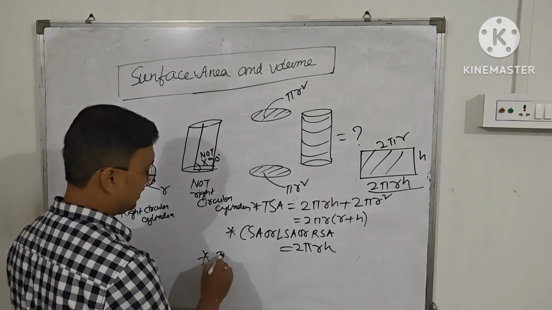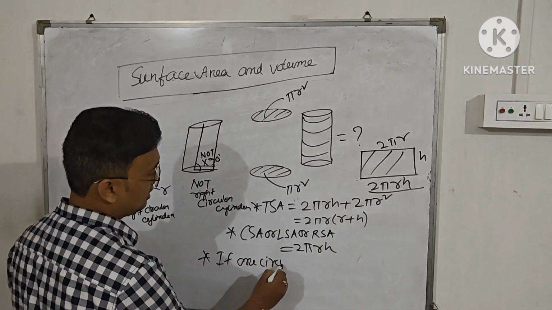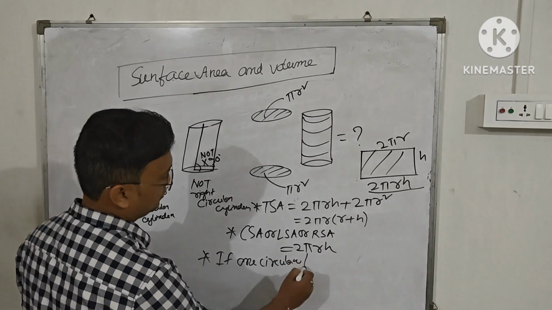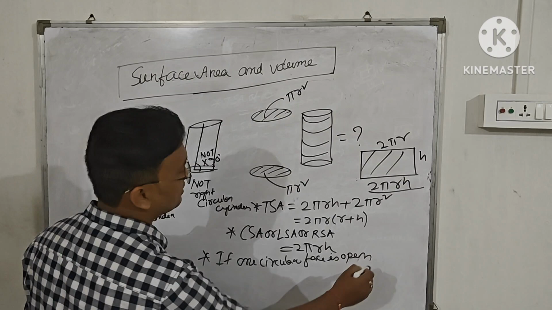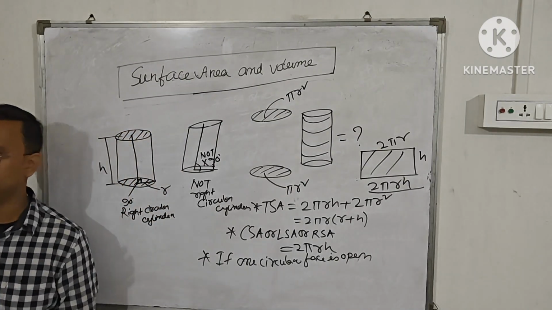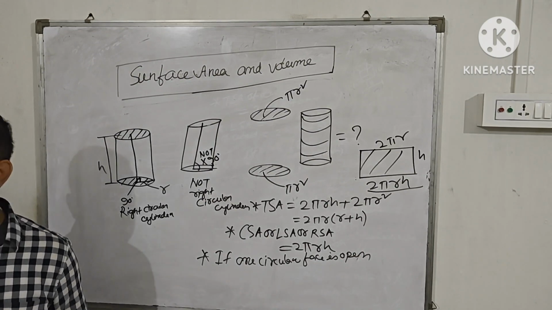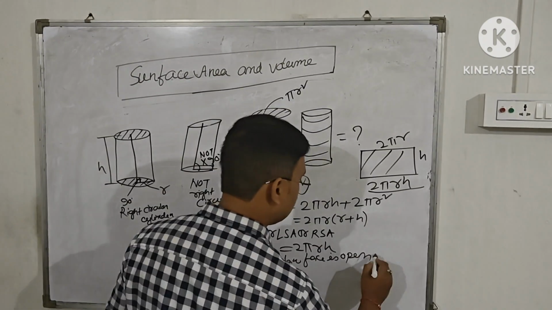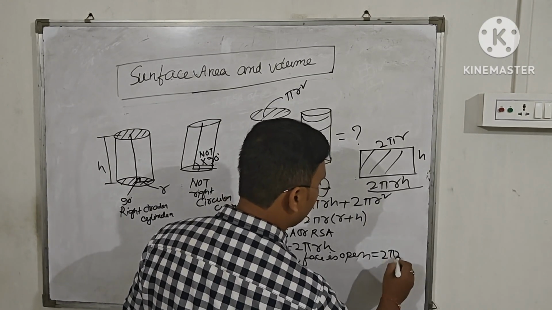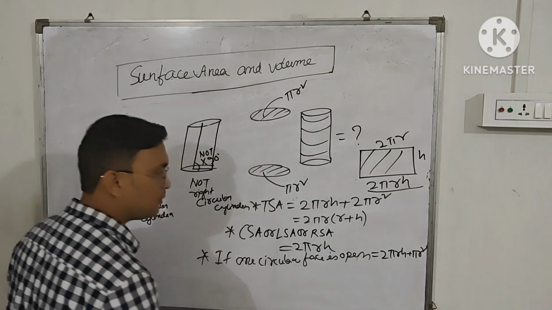Third formula is if one circular face is open. Suppose you have a glass, a water glass. One face is open, one face is closed. It is like a one face open cylinder. Then in that case, this will be 2 pi r h plus pi r square. So this is the formula for this.